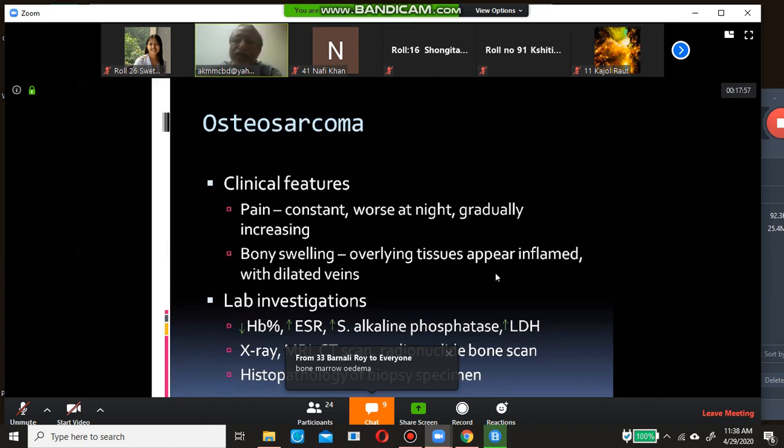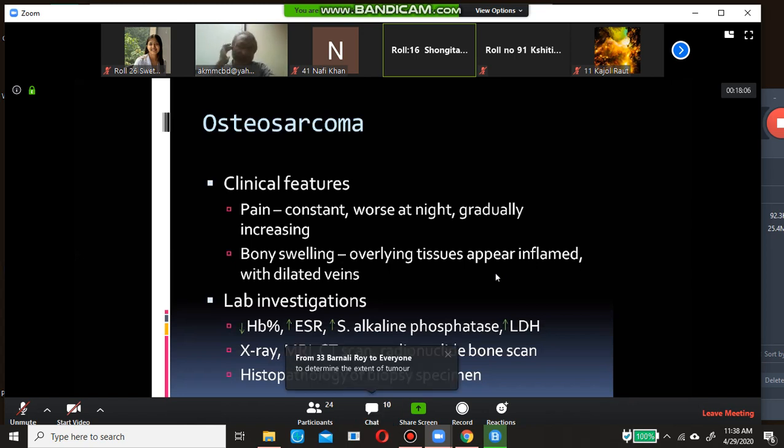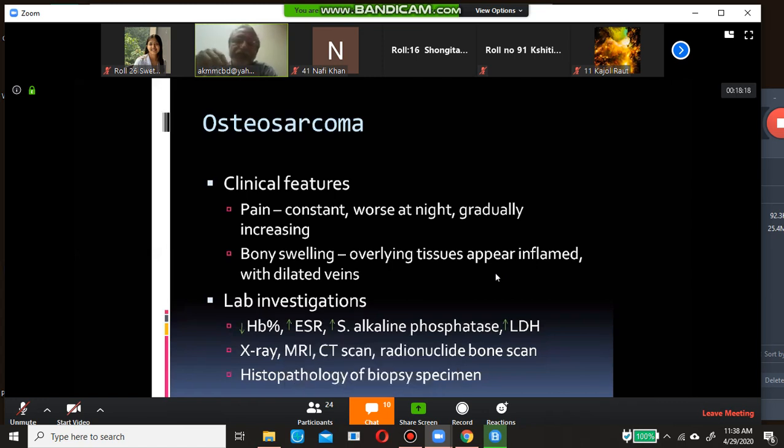What is the importance of MRI? Can you tell me, Shangita? Sir, soft tissue extent. Yes. Whether it has extended to the soft tissues, which may not be apparent in the X-ray. And also about the involvement of the medullary cavity. Within the medullary cavity, the tumor extends. In the X-ray, you will find a small amount of bone is affected, but in the MRI, you will find a larger amount of medullary cavity is affected. And the soft tissue, that's fine.